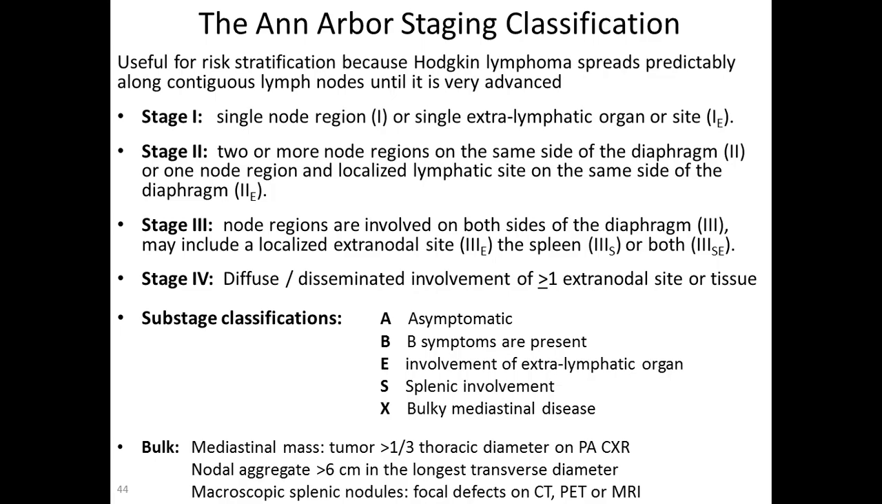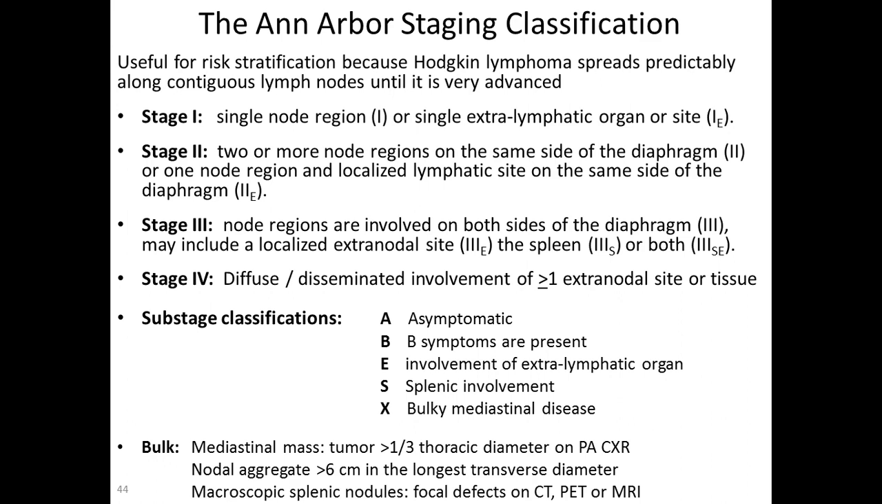This is the Ann Arbor staging classification. I am not going to read all of the words on here because I was dinged on it in a previous talk. But what's important about the Ann Arbor classification is that it's useful for stratification because Hodgkin lymphoma spreads predictably along contiguous nodes until the disease is very advanced. We do substage classify Hodgkin lymphoma as A for asymptomatic or B with B symptoms. And we also acknowledge whether or not there is bulk disease, which is listed down here.